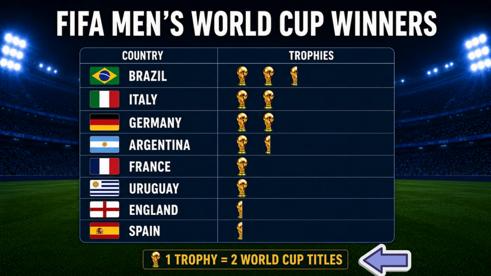Each pictograph also has a key. A key is a drawing or symbol that represents a number. In this pictograph, we use trophies. One trophy is used to represent 2 World Cup titles.